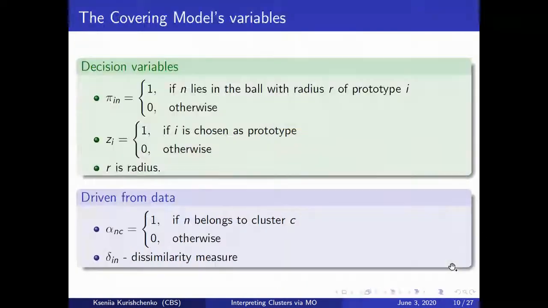Okay, let's move to the formulation of the model. As I said, we introduce our model as a mixed integer linear programming problem. We have a binary variable for assignment of individuals to prototypes. Also, we have a variable for assignment of prototype to cluster, and we have a continuous radius. And also we know which cluster our individual is from, and we know the dissimilarity measure. As I told you, it's given.